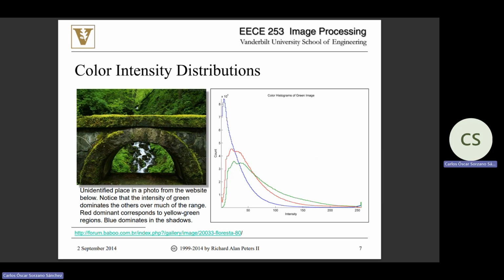Okay, then for instance, this image has mostly green. Mostly green means if you look at the tails, the green tail is much thicker than the other 2 tails, meaning that you need more green values of high intensity than for the other 2. And we already recognize this pattern of I don't need any blue here, or very little blue, and then most of my blue values are very low.